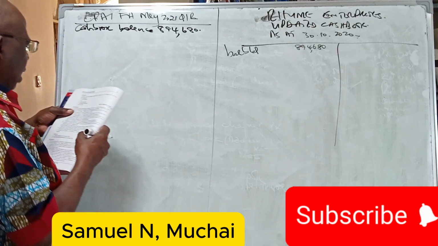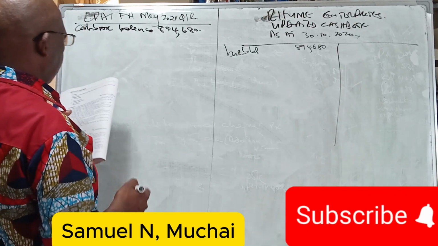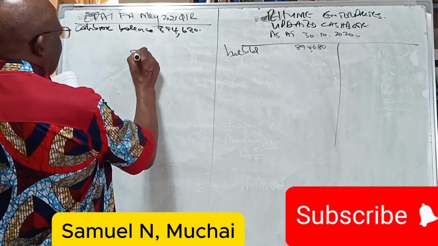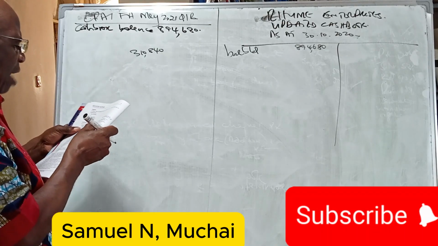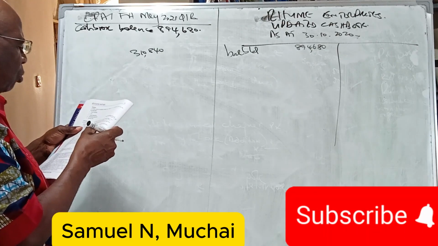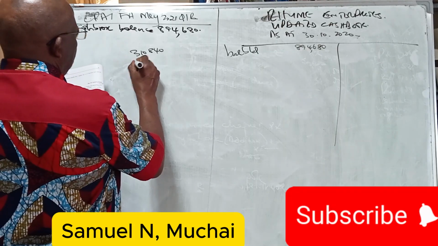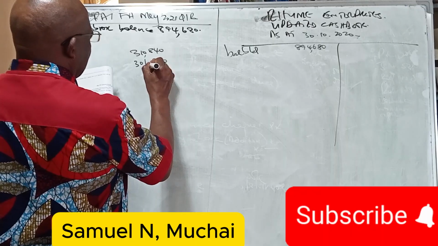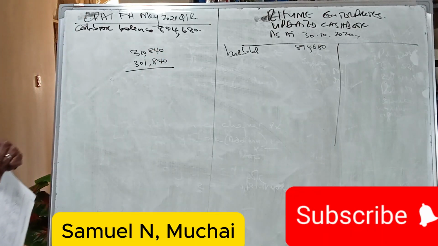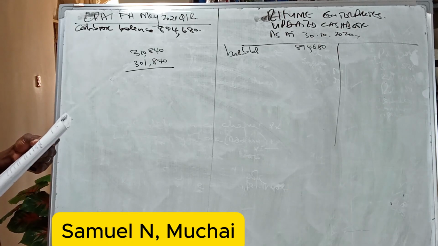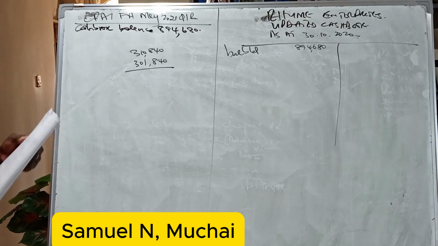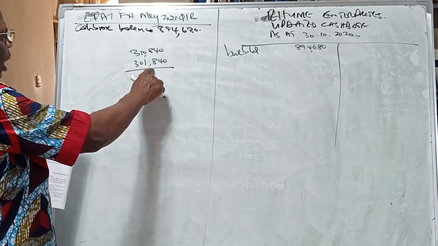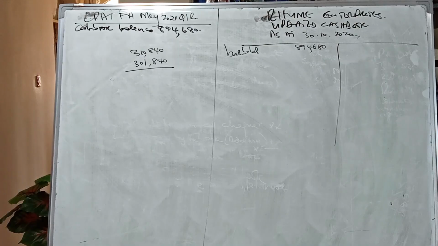On additional information number one, we are told check number 176,270, dated 3rd of October for 310,840, in favor of Love Limited, had been collected but recorded in the cash book as 301,840. So we understated. It was for 310,840, but we recorded it as 301,840. We only deducted 301,840 instead of deducting 310,840.